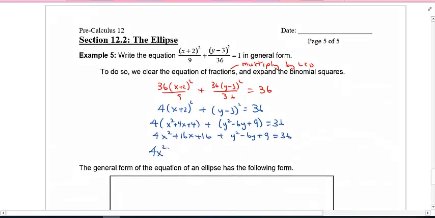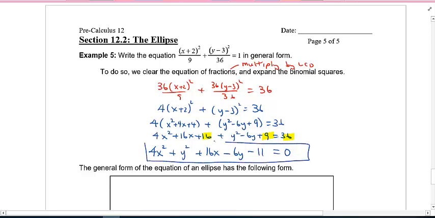I'm going to organize this by putting the x squared terms first, then the y squared terms, then the linear terms of 16x minus 6y. And then we have here 16, 9, and 36. 16 and 9 is 25. 25 minus 36, I believe that's negative 11. And then don't forget, equal to 0. So this is our general form.